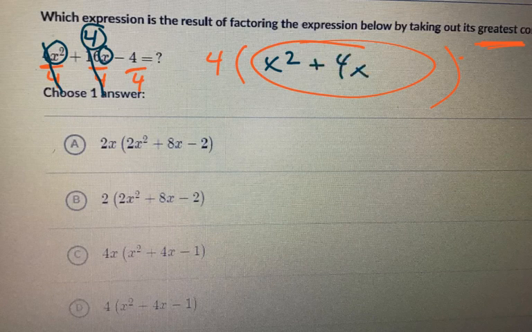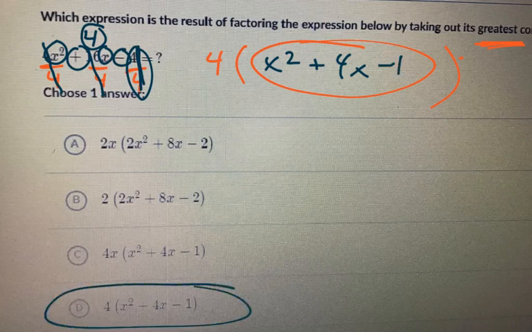Watch your signs, by the way. That is a plus there. The 4 divided by 4 is 1. There is a minus, so it's minus 1. If you look at the choices, you're going to pick choice D, click that. You're going to get credit for it. Pause the video if you need to.